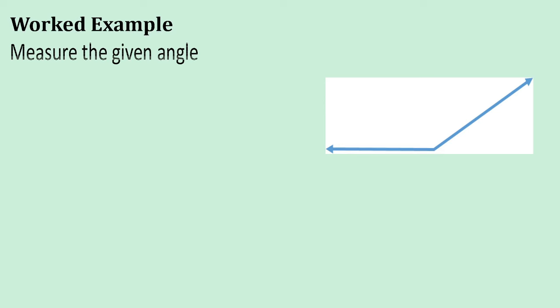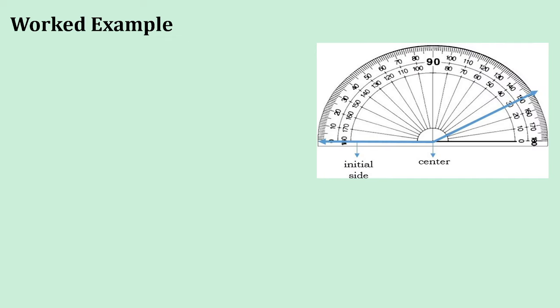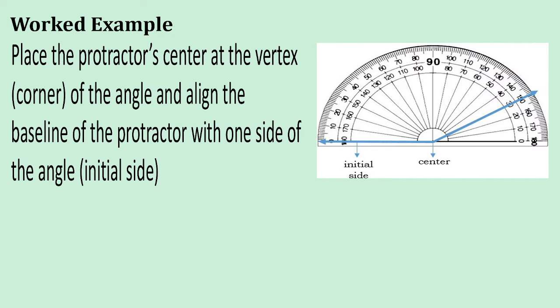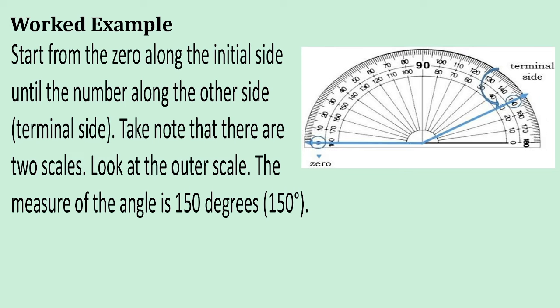Work example. Measure the given angle. Place the protractor's center at the vertex or corner of the angle and align the baseline of the protractor with one side of the angle or the initial side. Start from the 0 along the initial side until the number along the other side and the terminal side. Take note that there are two scales. Look at the outer scale. The measure of the angle is 150 degrees.